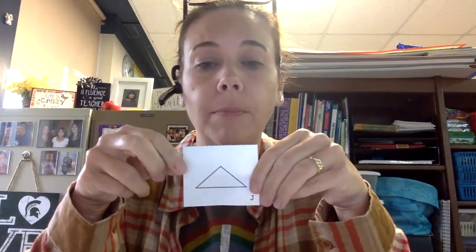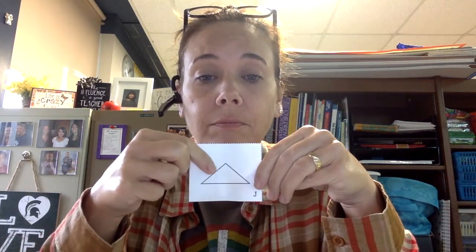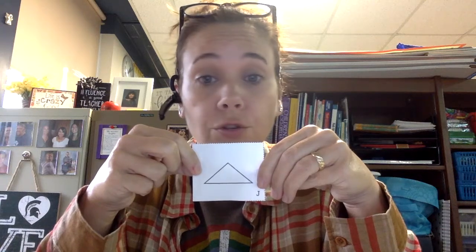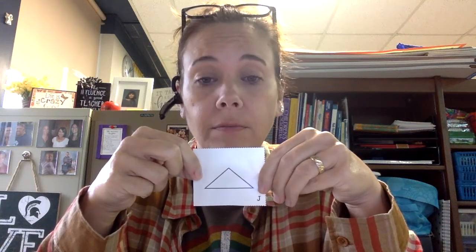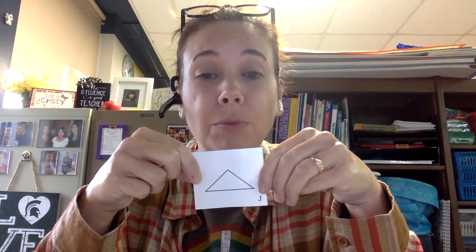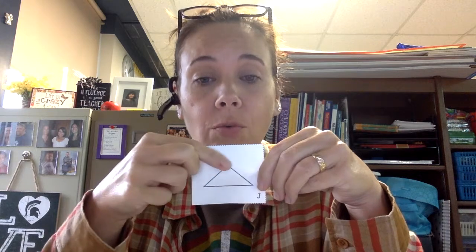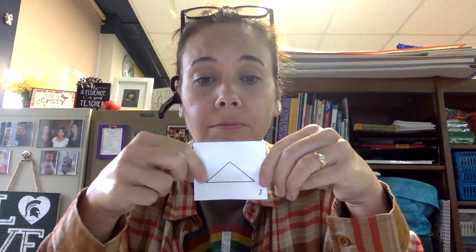Let's talk about this shape. This shape we call a triangle because it has 3 sides. All of the sides are straight. There's no curvy lines. And there's 3 corners. Sometimes we call corners vertices. 3 vertices.